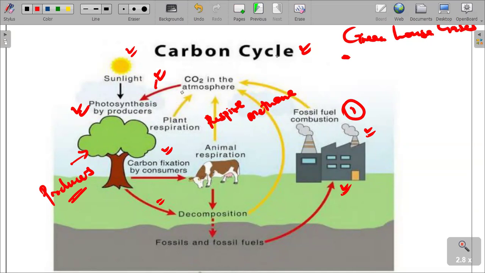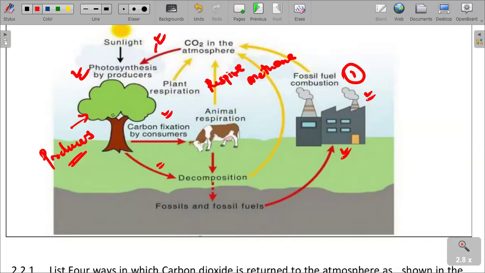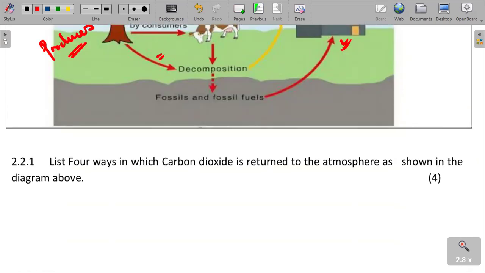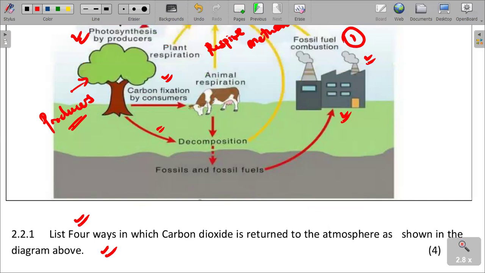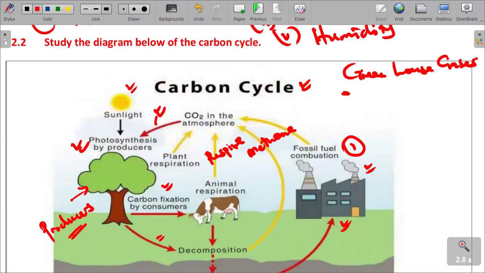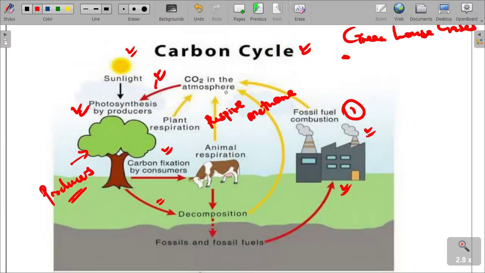So plants release carbon dioxide into the atmosphere. How is that possible? They release carbon gases in the atmosphere through respiration. So I want us to understand that there are questions below here that we quickly want to answer. List 4 ways in which carbon dioxide is retained in the atmosphere as shown in the diagram above. We are saying 4 ways through which carbon dioxide is retained in the atmosphere.